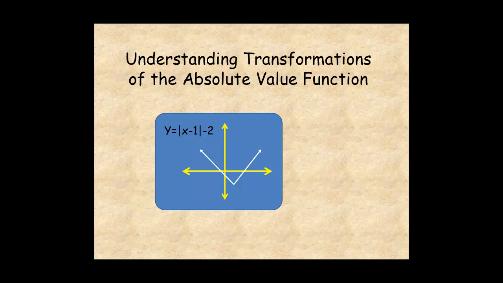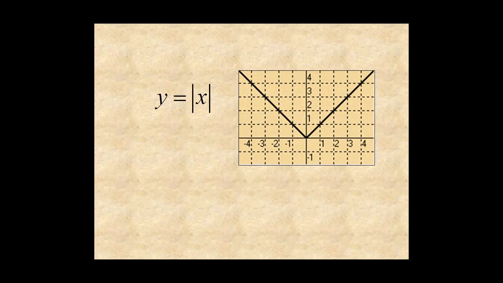This lesson helps you understand the rules for transformations and how they affect the absolute value function. In a previous lesson, you graphed the absolute value function and several variations of the function. In this lesson, you're going to use these graphs to learn and understand the rules for transformations. This is important because these rules apply to any function.